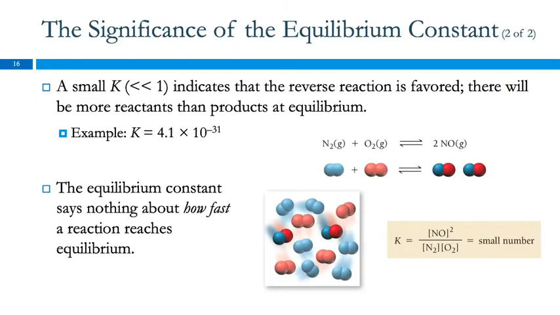Yes? We had talked about a large K meaning that the reaction favors the products. Does that mean it's more so a forward reaction? Yeah, it'll go more forward. And here's an example of a small equilibrium constant, 4.1 times 10 to the minus 31. Super, super small. When we've got a very small number for our K, that means that the reactant concentrations are much larger than the product concentrations.